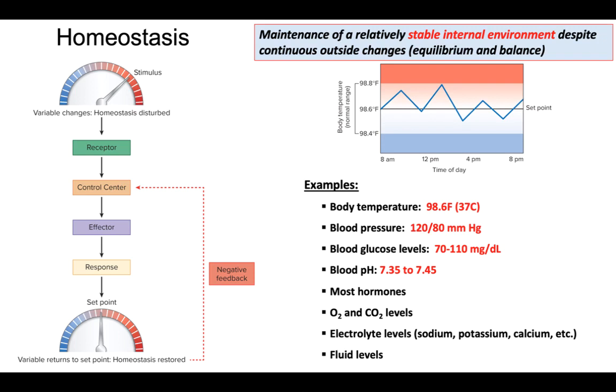All right, so we want to make sure we understand the idea here, right? Maintaining a stable environment or internal condition. We want to know the components. What's a stimulus? What's a receptor? What's a control center? What's the effector? And what kind of response? But we're going to talk about homeostasis throughout A&P1 and A&P2.